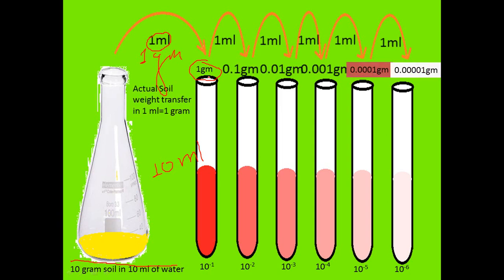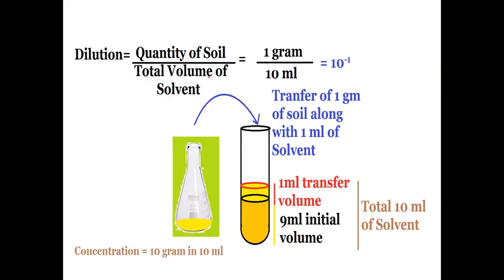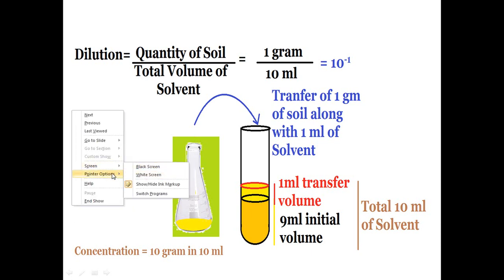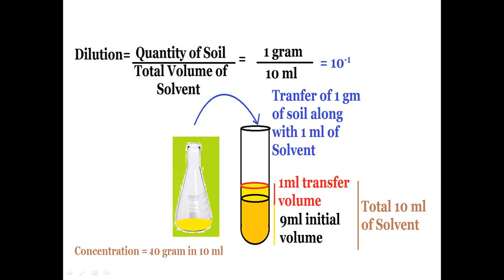From the next slide you can see the dilution. So what I have done is that I have taken the conical flask. In that conical flask, I have put 10 gram of the sample in 10 ml of the water. So while transferring the 1 ml, you can see from here we transfer 1 ml of the solvent. So you can see the transfer of 1 gram of the soil along with the 1 ml of the solvent. Whenever you are transferring 1 ml of the solvent, 1 gram of the soil is transferred.